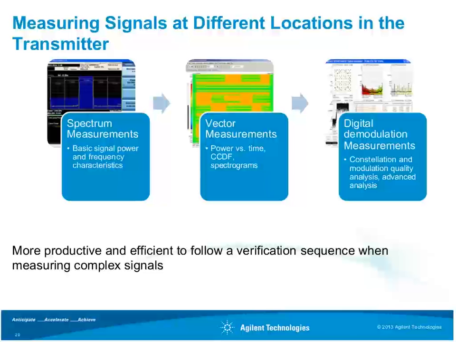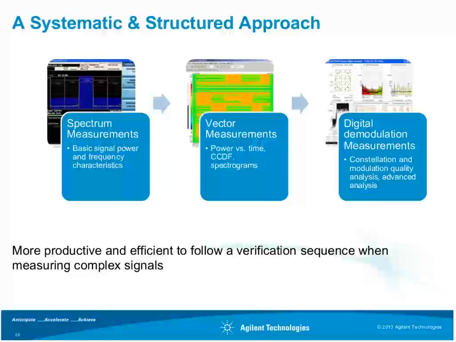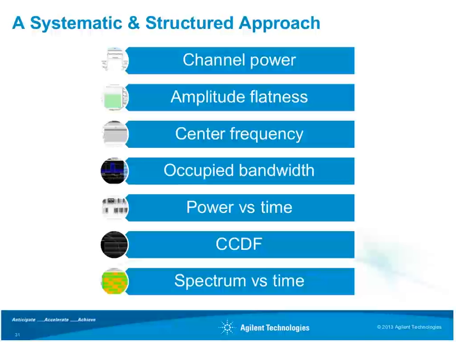This systematic and structured approach to verifying transmitter performance follows a verification sequence that begins with basic spectrum measurements, then continues with vector measurements before switching to modulation analysis. Typically, it's much more productive and efficient to go about it in these steps, even though many times it's tempting to go directly to the advanced digital modulation. We want to do it this way because it improves our chance of finding underlying signal problems and identifying them earlier, before they end up being masked when we try to make measurements on the complex signals.